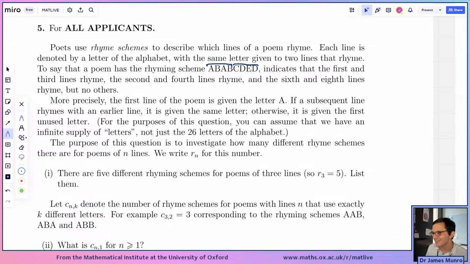Time, never on my side. 6th and 8th lines, right? No, in particular the 7th line doesn't rhyme at all. Right, more precisely, given the letter A, and then subsequent lines use the same letter if it rhymes, otherwise given the first unused letter. How many different rhyme schemes are there for poems with n lines? And that's going to be called Rn, for how many rhyme schemes there are for the number n.